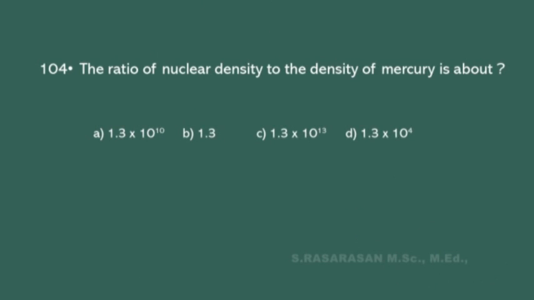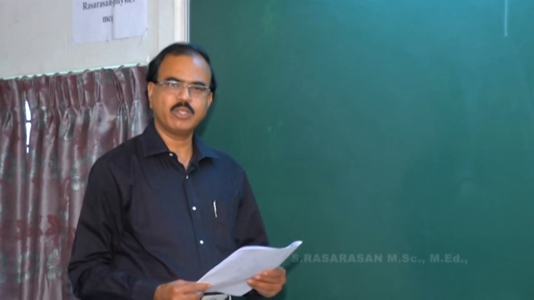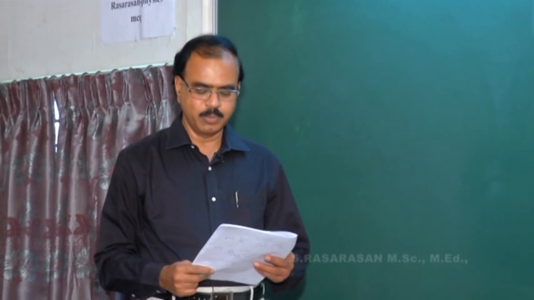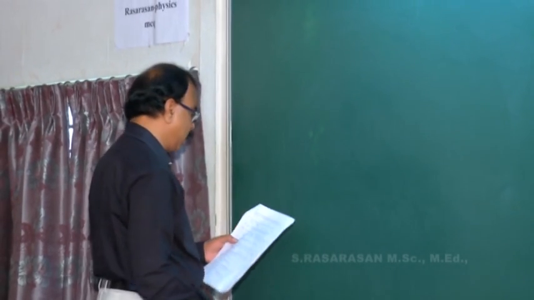Next, 104. The ratio of nuclear density to the density of mercury is about. We know the density of mercury, it is a constant. Yes, everybody knows, 13,600 kilogram per meter cube or 1.36 × 10^4 kilogram per meter cube. And what is the density of the nucleus? Nuclear density. Yes, you can calculate the density of nucleus.